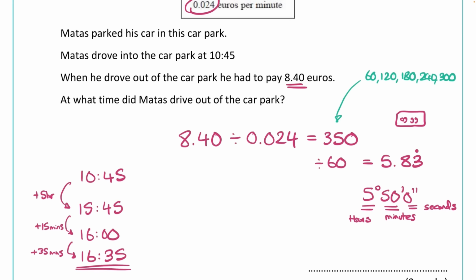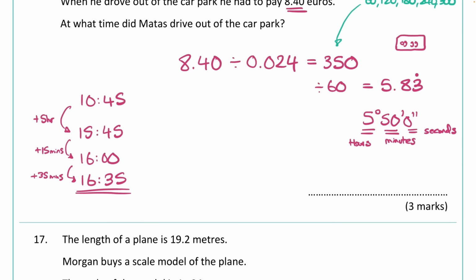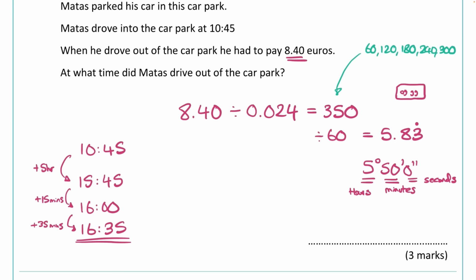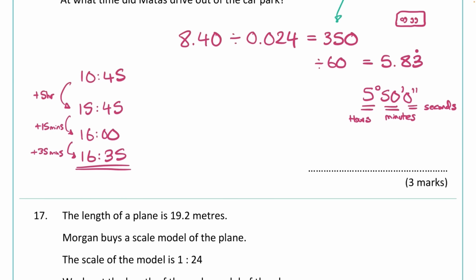But just trying to break that down in a way that helps you to add that time on. Because 5 hours and 50 minutes is quite a complex one to add on to 10:45. Another thing you could do, you could add 6 hours and then just take away 10 minutes. For those of you that are happy with adding and subtracting time, that might be your fastest approach.